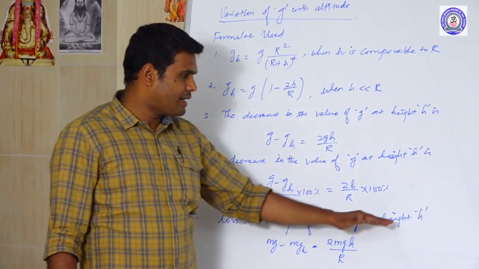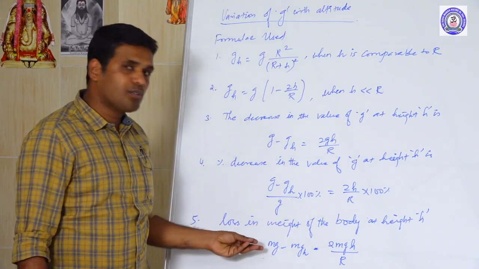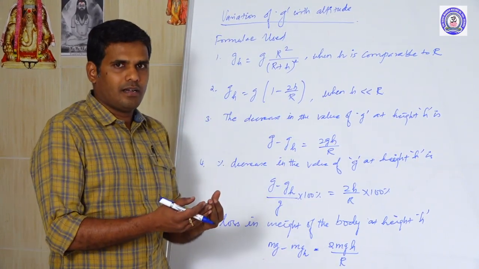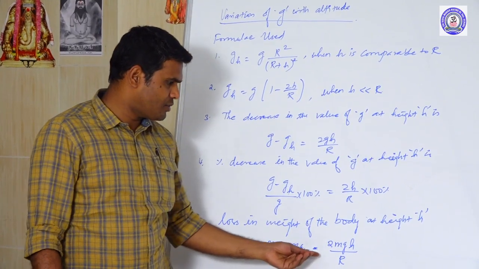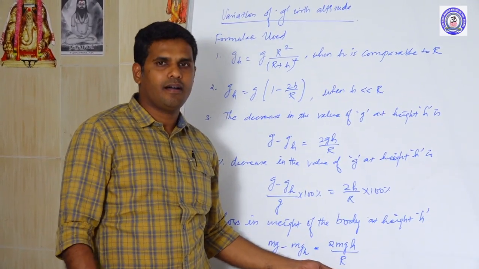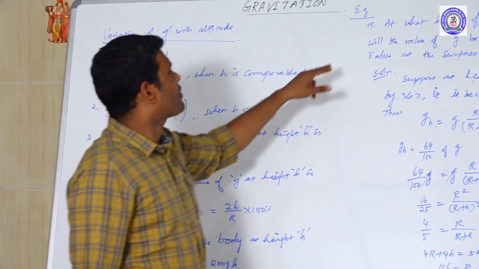Loss in weight of the body at a height h. If the object is taken to a height h, what will happen to its weight? How much will it change? Which is given by the expression mg minus mg_h, which is equal to 2mgh divided by R. Based on this formula, we shall solve some problems here.